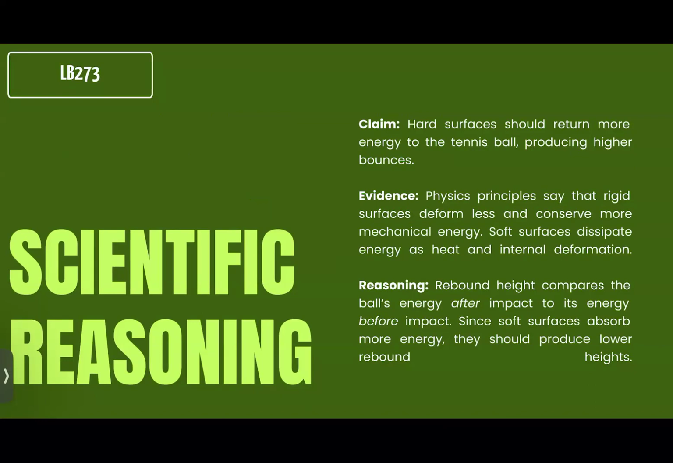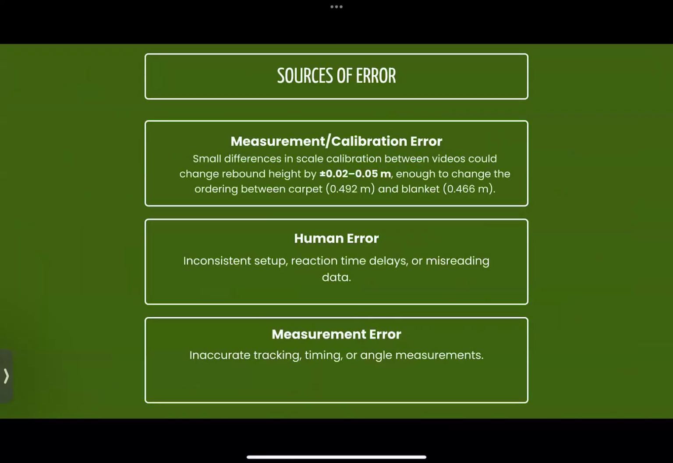The evidence is both the physics theory and my measured rebound heights. The reasoning is that rebound height directly reflects the energy the ball keeps after impact, and soft surfaces absorb more of that energy. Some sources of error include calibration differences between videos, human error in tracking, and slight angle differences. These could all shift bounce heights by a few centimeters, which explains the small difference between carpet and blanket.